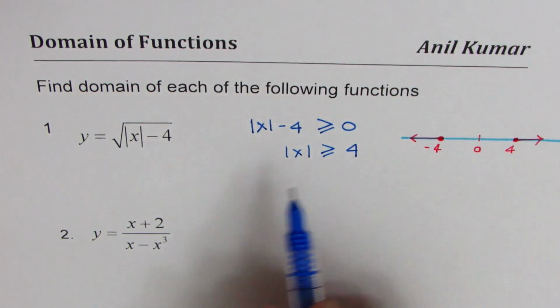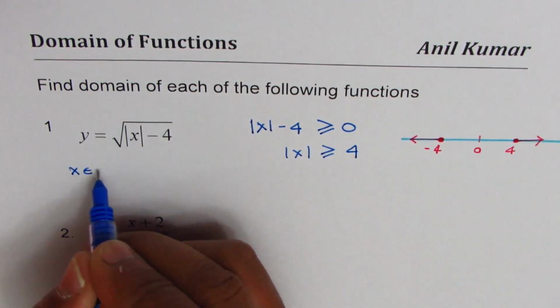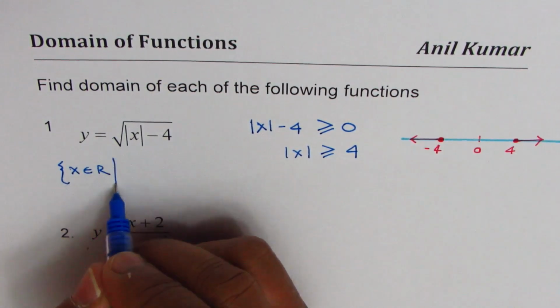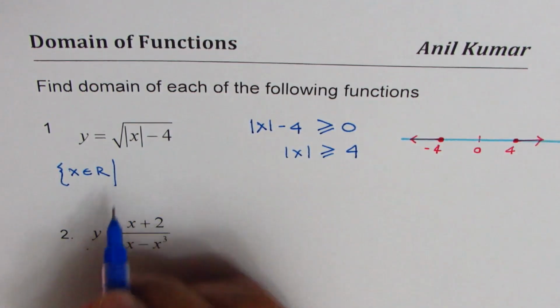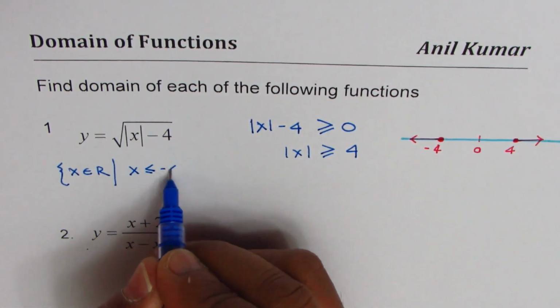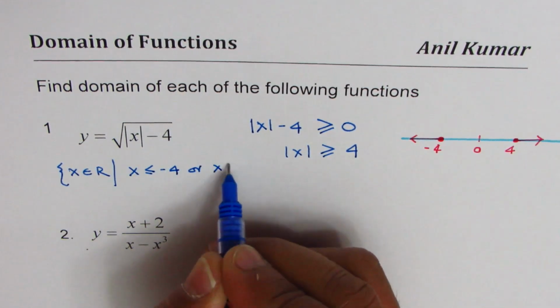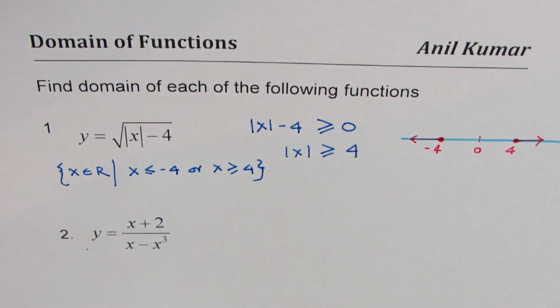We could write this domain as x belongs to real numbers, put it in curly brackets, that's the set of real numbers where x is less than or equal to minus 4 or x is greater than or equal to 4. Is that okay? That is how you could write domain.